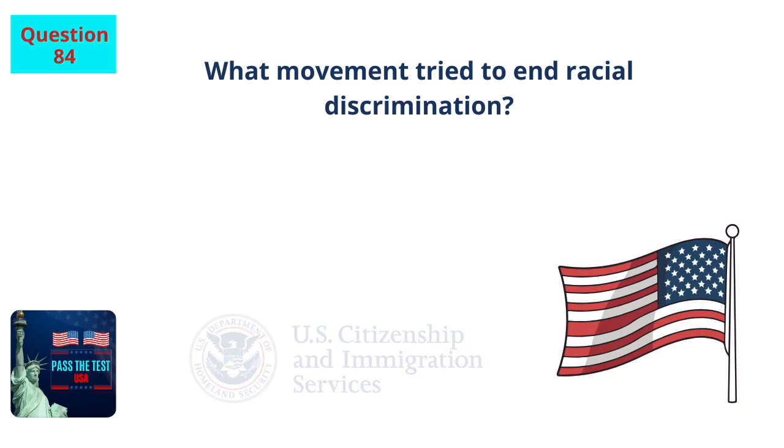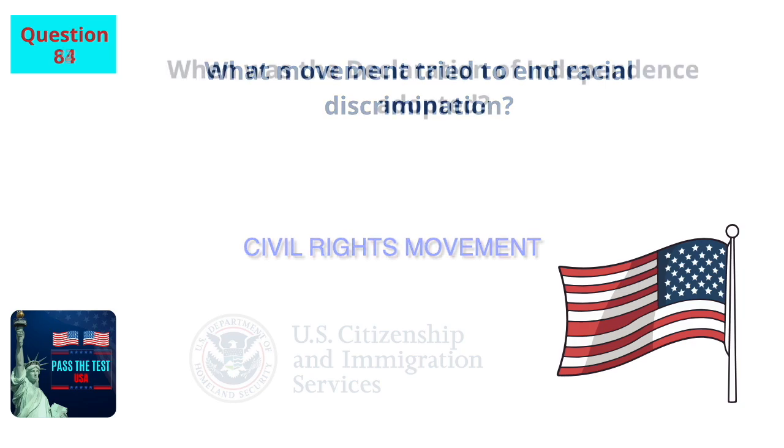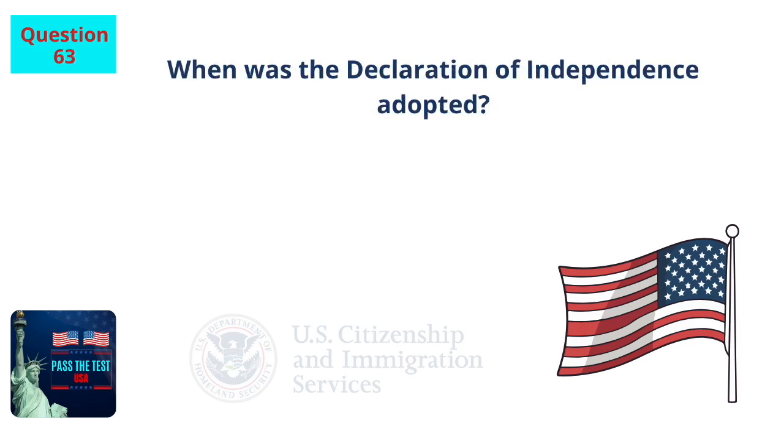What movement tried to end racial discrimination? Civil rights movement. When was the Declaration of Independence adopted? July 4, 1776.